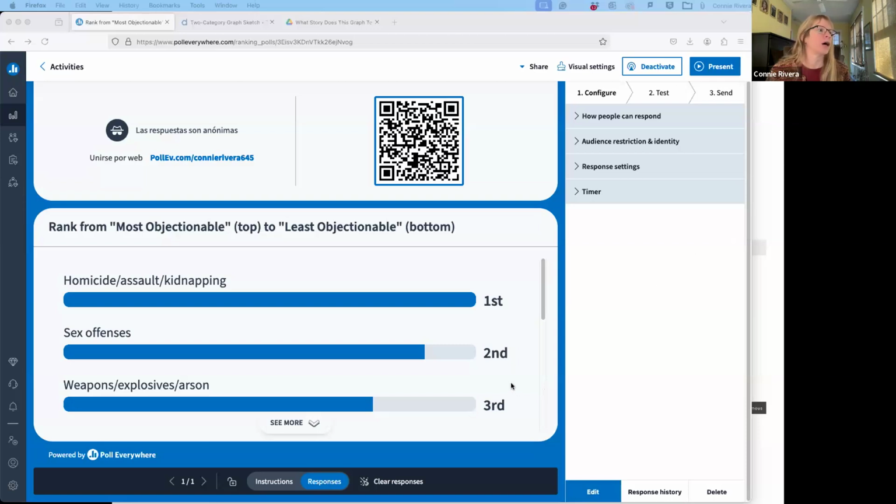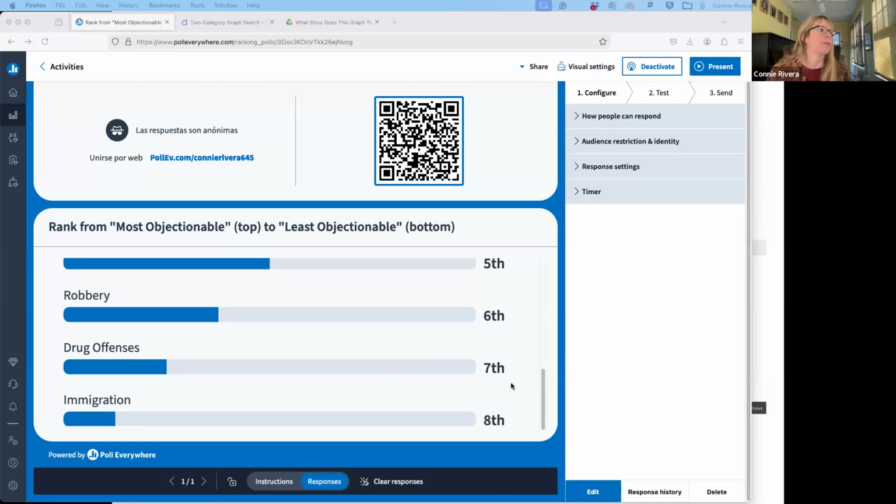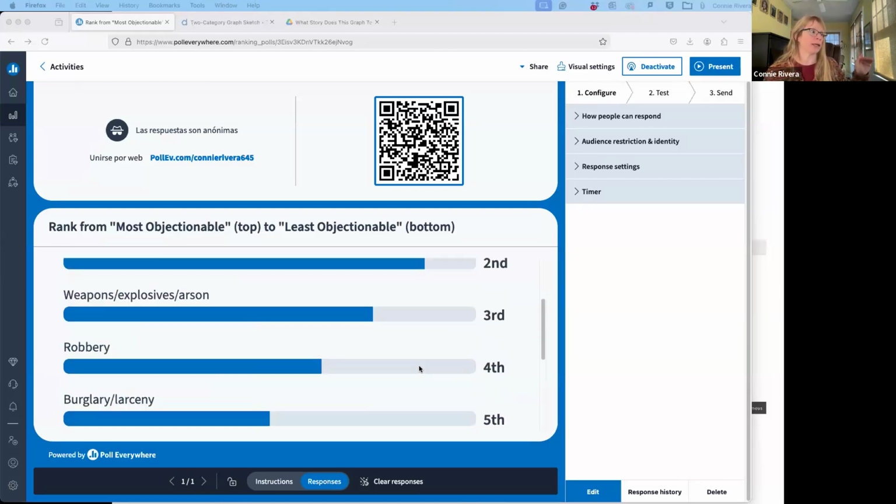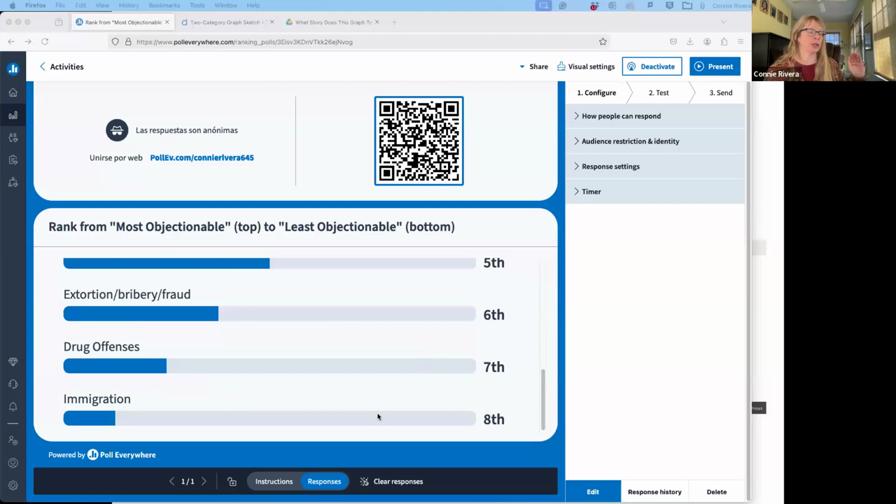Okay. So I'm just going to say what we have as a group is that homicide, assault, and kidnapping are most objectionable. Sex offenses is second. Going from the bottom, immigration is the least objectionable, and drug offenses is the second.